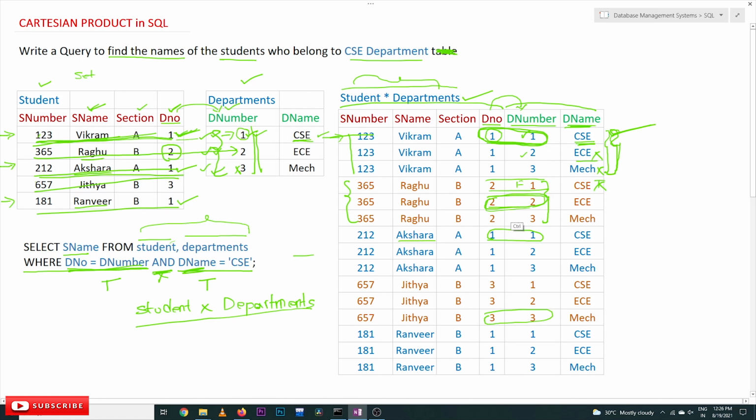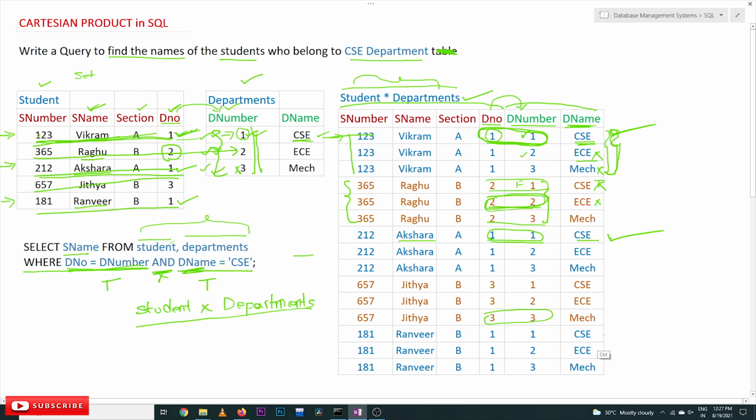Similarly, are these two equal? Yes, they are equal. And next, is the department name equal to CSE? No, it is equal to ECE. So this row will also not be picked. Try to understand that point. Again, these two are equal and the DNAME is equal to CSE. So this row will get picked.